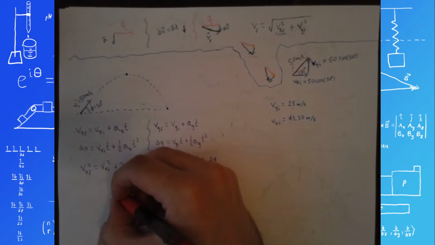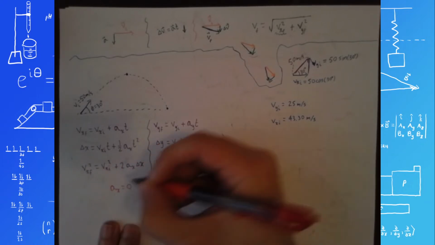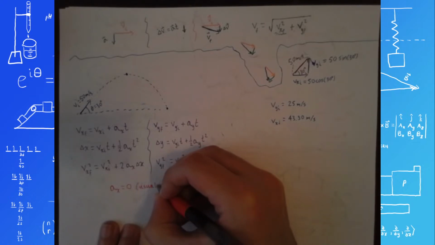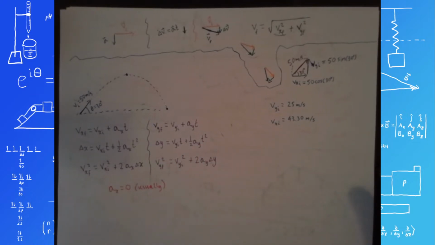So acceleration in x equals 0, and then in parentheses I'm going to say usually. And the consequence of that is that we can just throw out 2 out of these 6 equations.